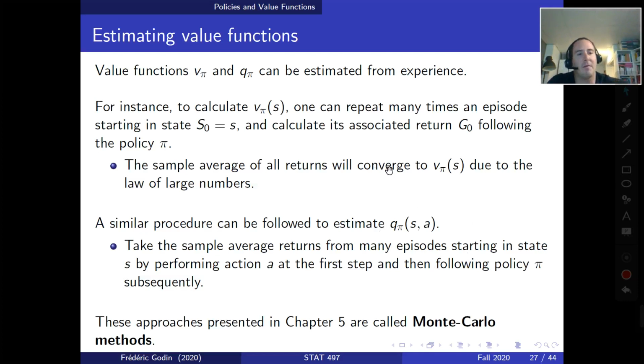Okay, so these types of approaches, we'll study them more extensively in subsequent chapters, for example in chapters 5, 6, 7, etc. But this procedure where you just average returns for many episodes is seen in chapter 5 under the label of Monte Carlo methods.